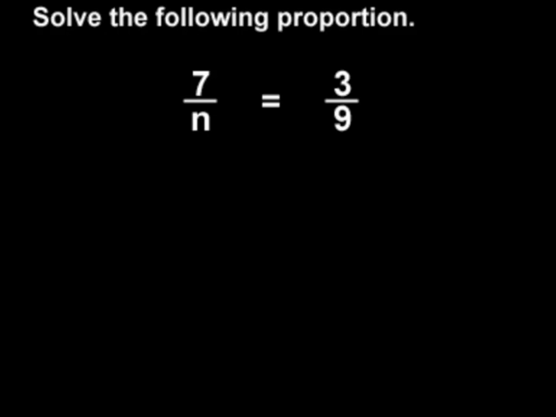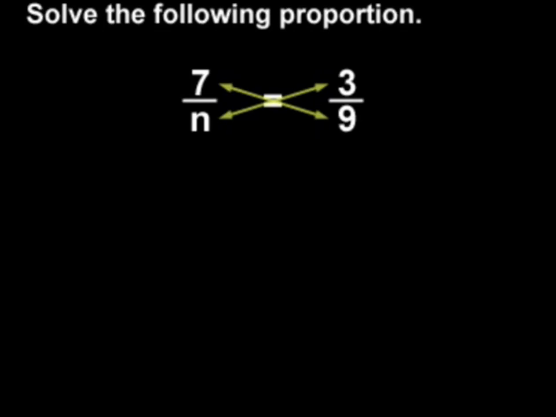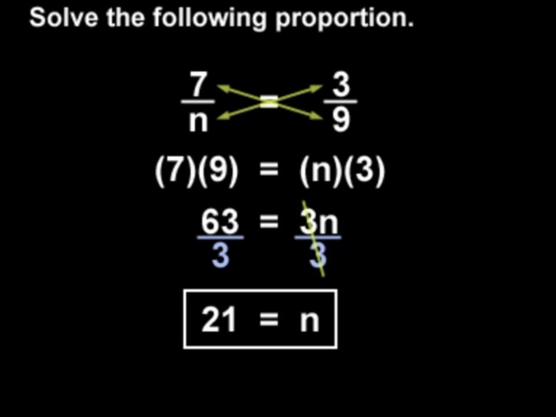Solve the following proportion. Again, this one, you can't do what I just showed you. So you're going to have to cross multiply. So I'll let you guys try this right now. So here's where you're going to cross multiply. 7 times 9 equals n times 3, and you just solve for n. Alright, so n equals 21.